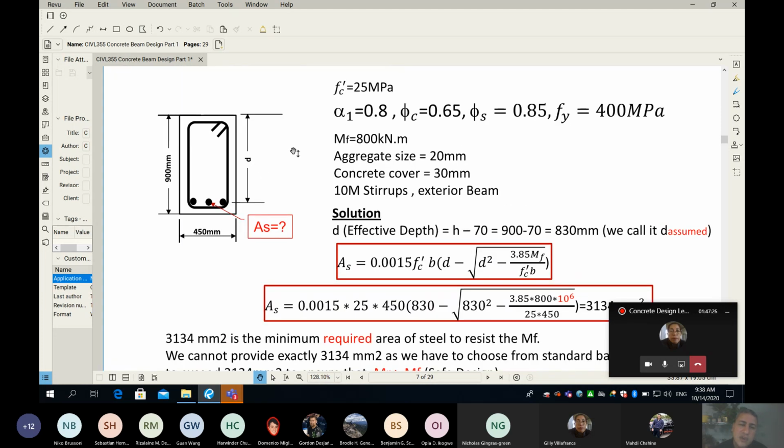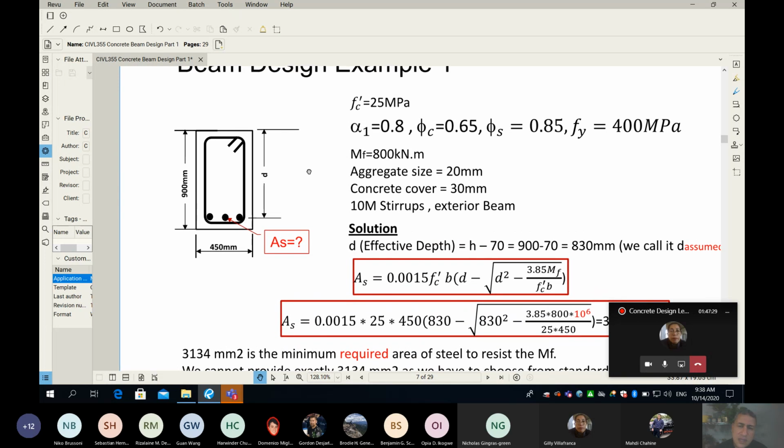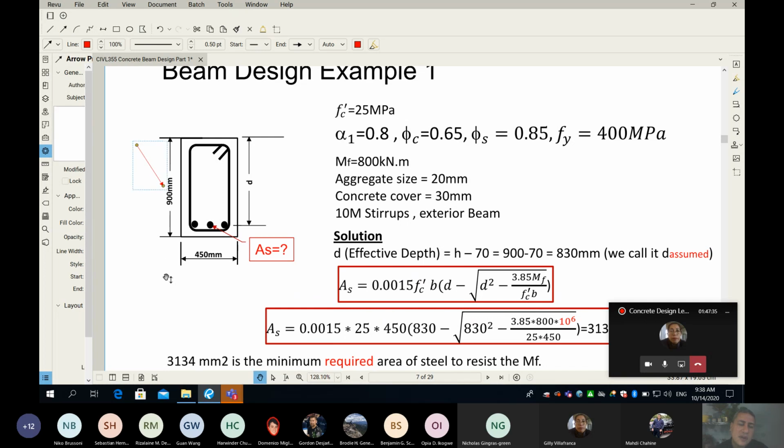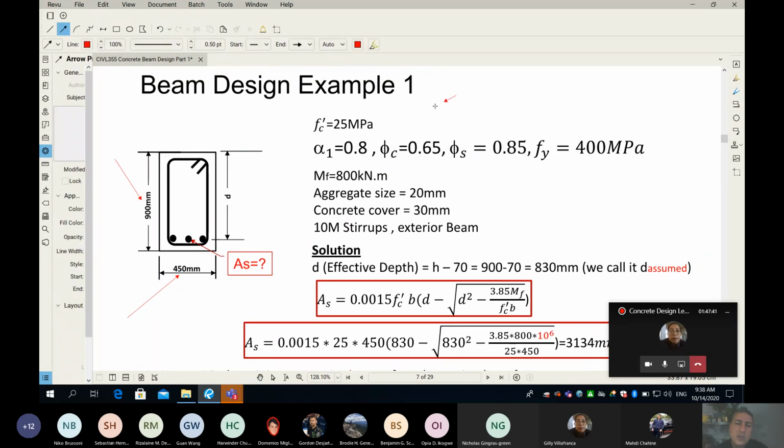Here I give you a numerical example with concrete dimensions. My h is equal to 900 mm, the width is 450, and the concrete is 25 MPa. You can see the same parameters: alpha 1, phi c, phi s, f_y, no change. The new thing is what my beam is supposed to resist. When I finish my design, it's supposed to resist an M_f of 800 at least. We will make sure that M_r is more than 800.